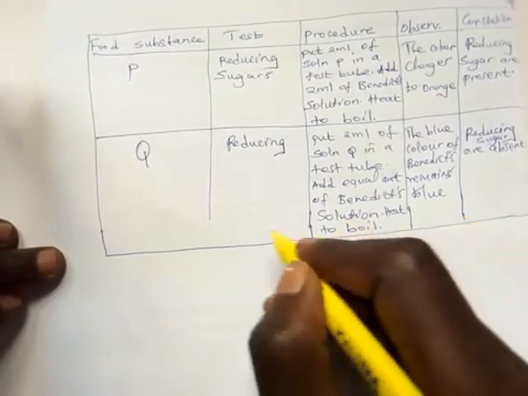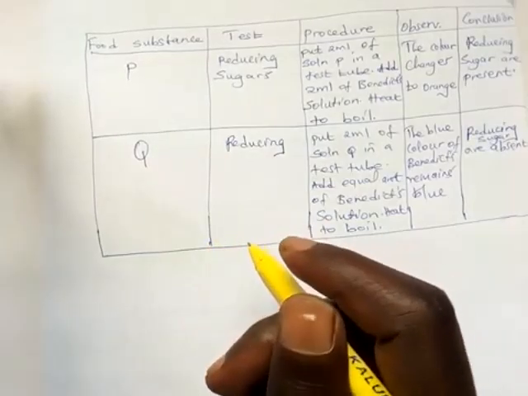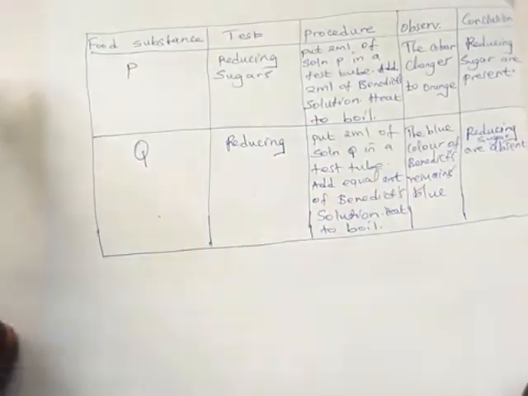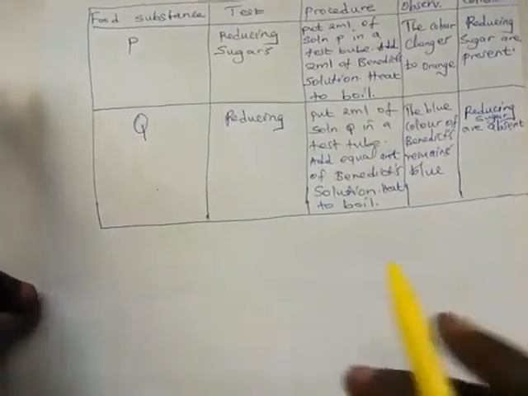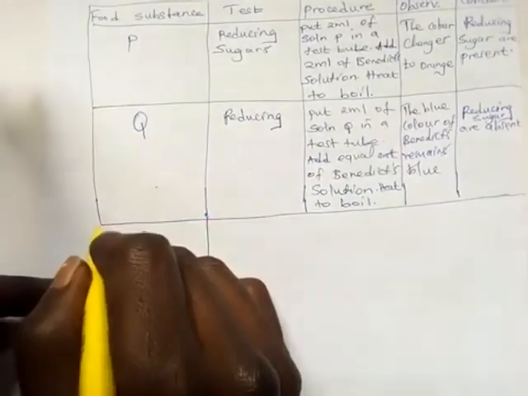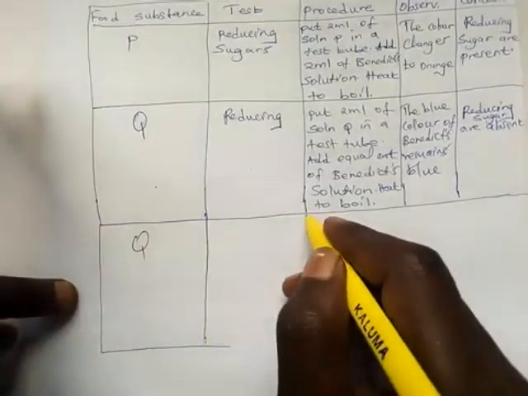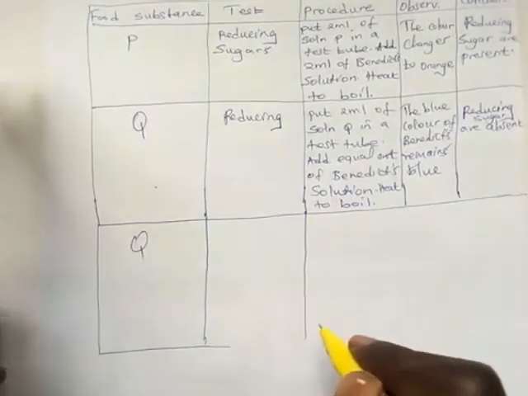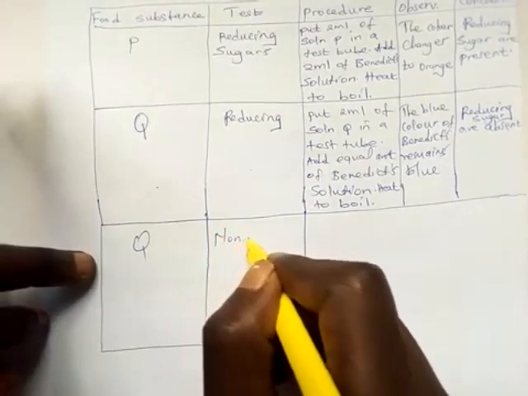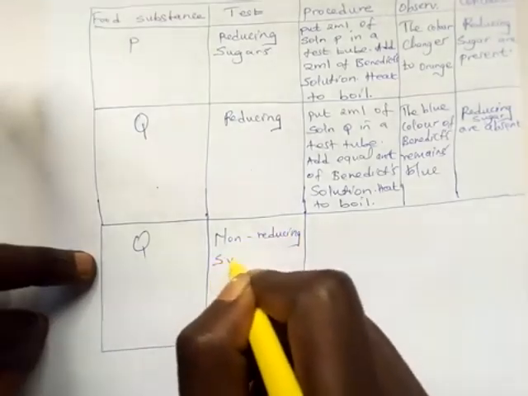Now because we have seen, we have the 8 good marks. Now we test for the non-reducing sugar using food substance Q. Now we write non-reducing sugar.